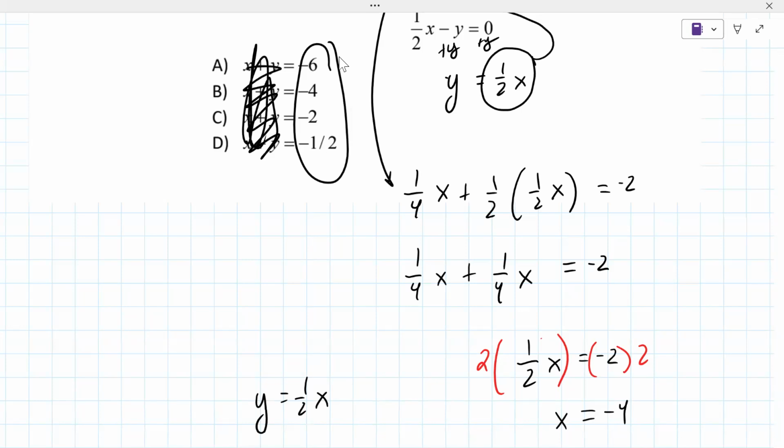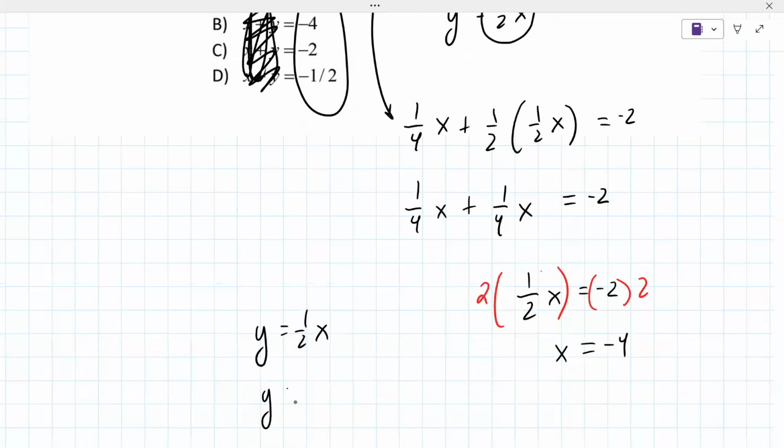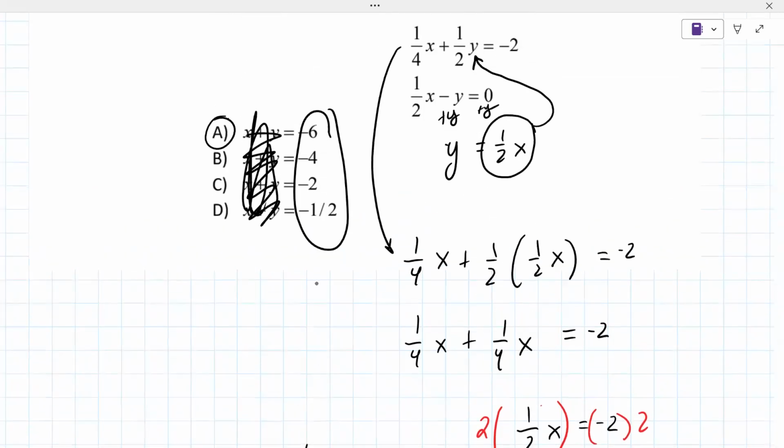So C. Well, no. You've got to find y. What is y? Oh, y would be -2. Right, and then you've got to add the solutions together. Oh, yeah, because of the sum. So it'd be -6. So A.